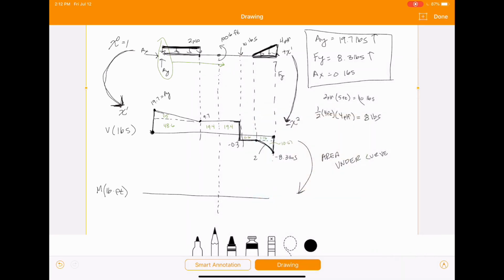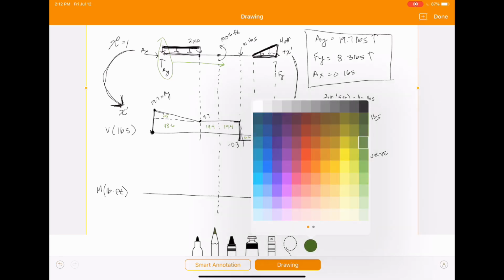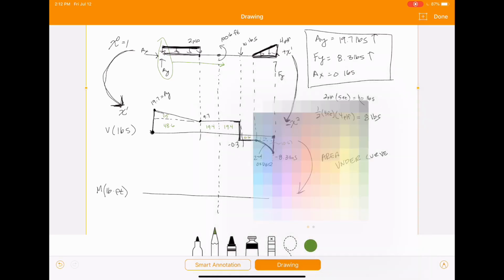This here, remember, is a second order. So a fun trick, if you didn't know this already, the area under the curve of a second order is just going to be 1/3 base times height. And that's how you're going to get that there.